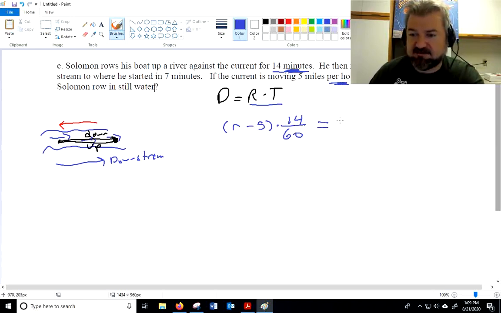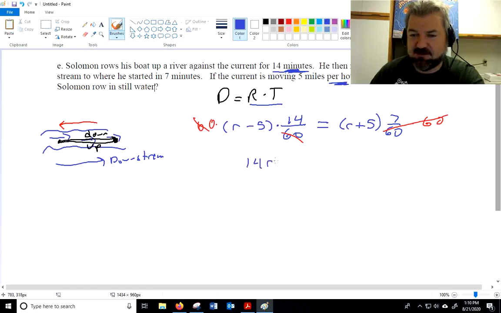Now, then he came back downstream at the same rowing rate, but this time the current is helping him, so he's being sped up. His rate is increased by 5. And that's why it only takes him 7 minutes. Now, you're going to like this, though. I'm going to multiply both sides by 60. Nice, huh? Yep, so it turns out we didn't even need that.